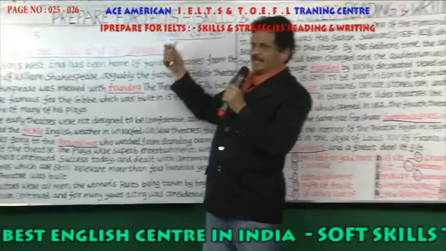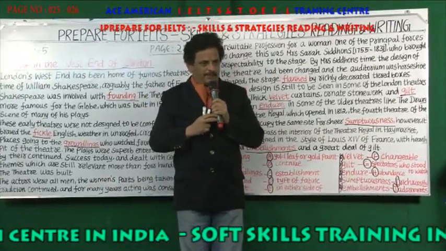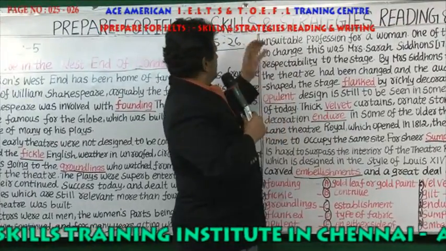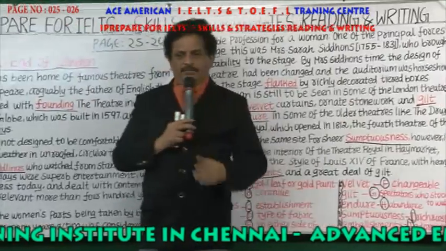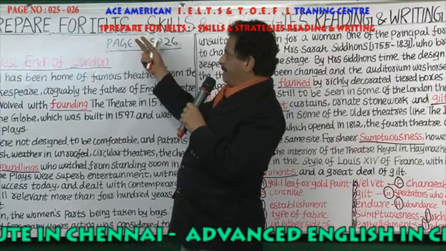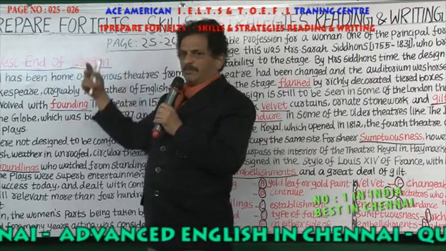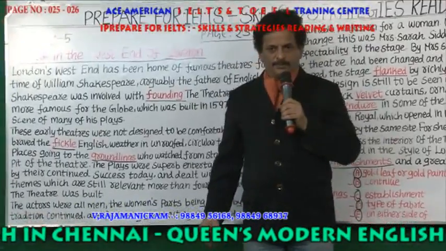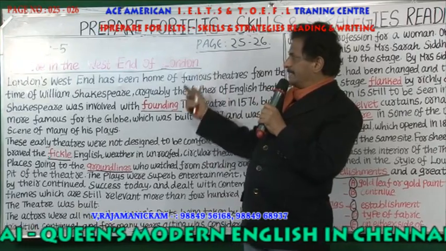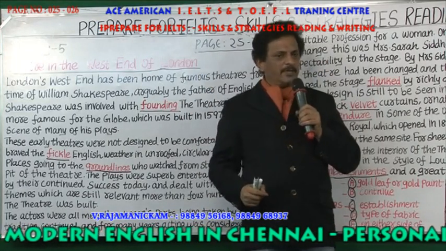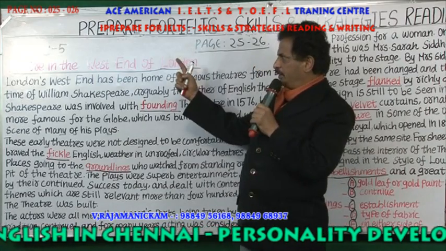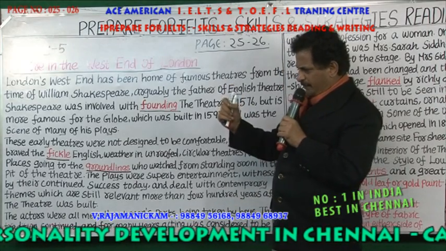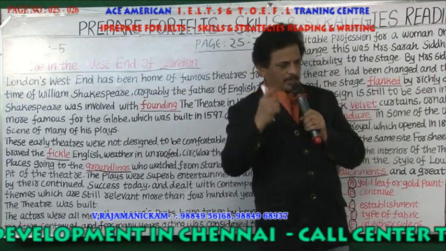So, prepare for I.E.L.T.S. You are preparing for I.E.L.T.S. Before taking the examination, you are preparing. So here, skills and strategies, reading and writing. We have taken these essays from the Prepare for I.E.L.T.S book. It is activity number 5, on page numbers 25 to 26. The fifth activity. There are certain strategies, certain formulas to handle it and to get a good score.